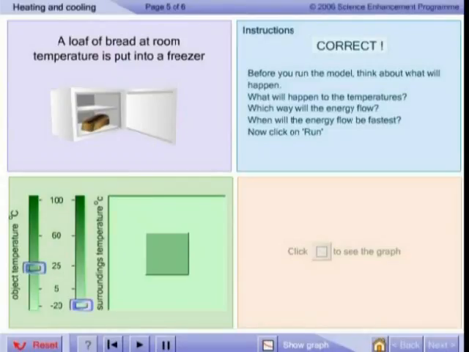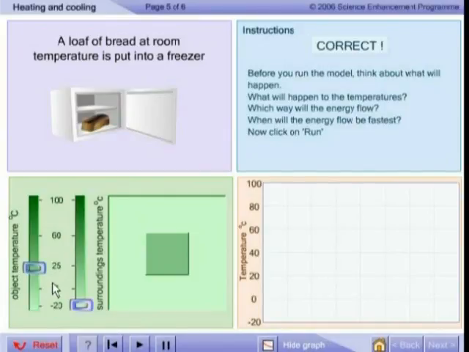Okay, over to me again. Well, let's have the graph, and let's just press the run. Energy is flowing from the hotter object to the cooler object as always.